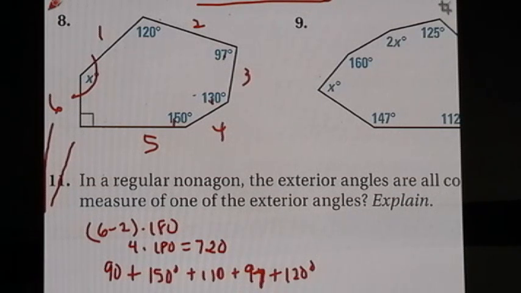So, x plus 567 equals 720. Subtract 720 minus 567 and you get 133.